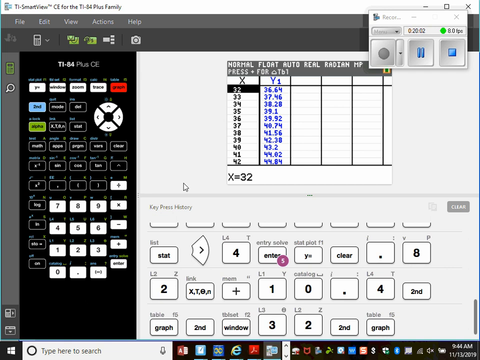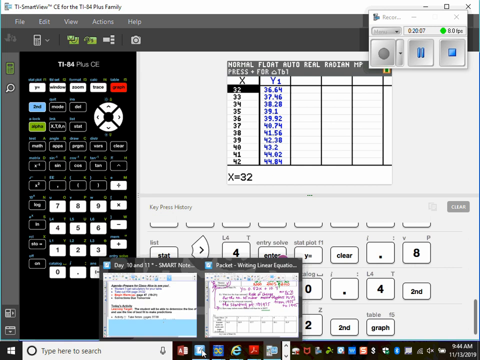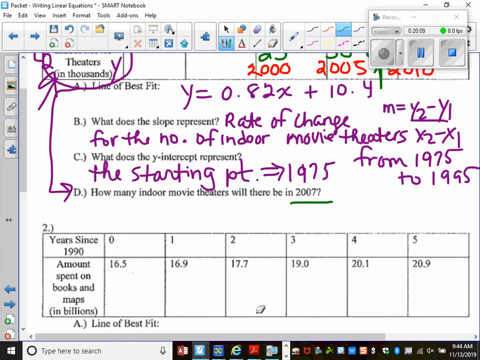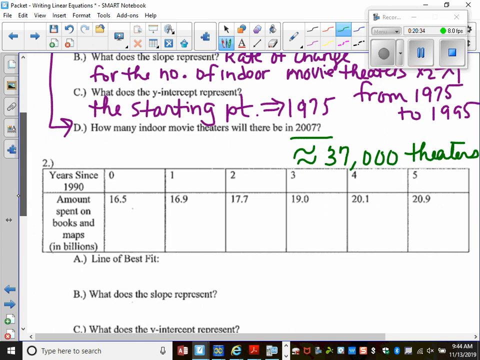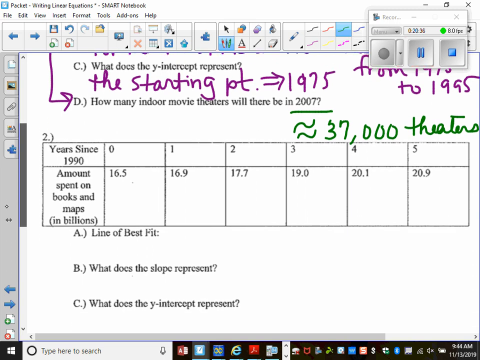So we're going to say approximately 37, because again, these are all approximations. We're getting this so we can actually just make a good prediction. So we're going to say approximately 37. Okay, so that's the approximate symbol. Approximately 37. And this is going to be in thousands, right? 37,000. 37,000 what? Theaters? Okay, 37,000 theaters.